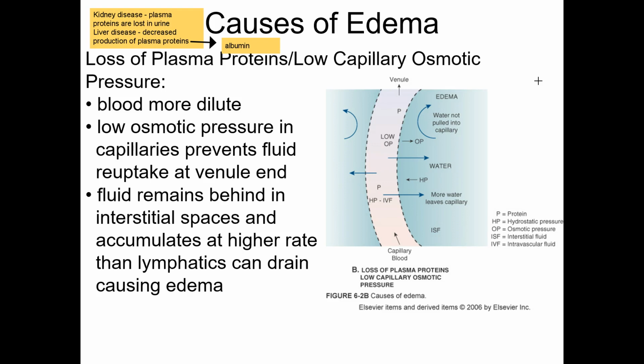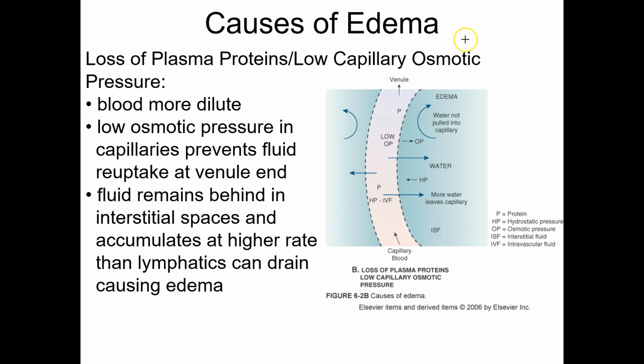So in kidney disease and liver disease, you can end up having fluid collect in the tissues throughout the body because the bloodstream is dilute, either because in kidney disease we lost the proteins in the urine, or in liver disease we didn't make them in the first place. And so we have decreased albumin levels.